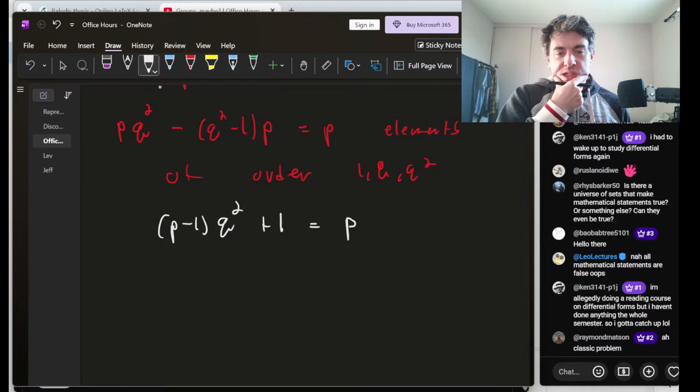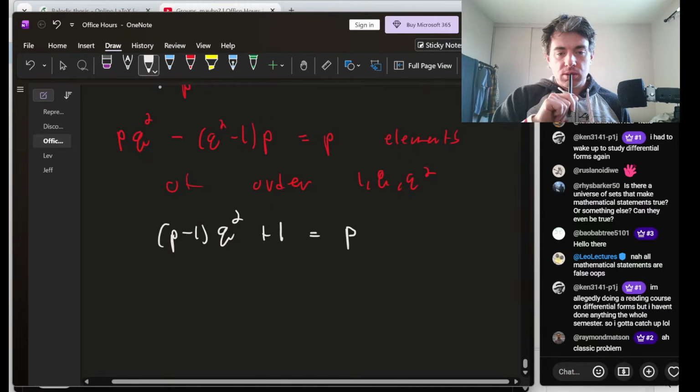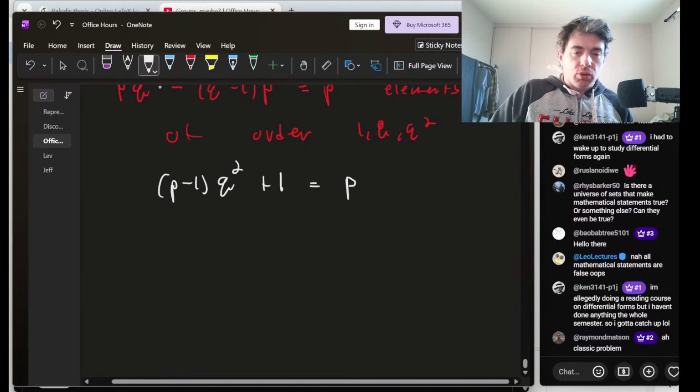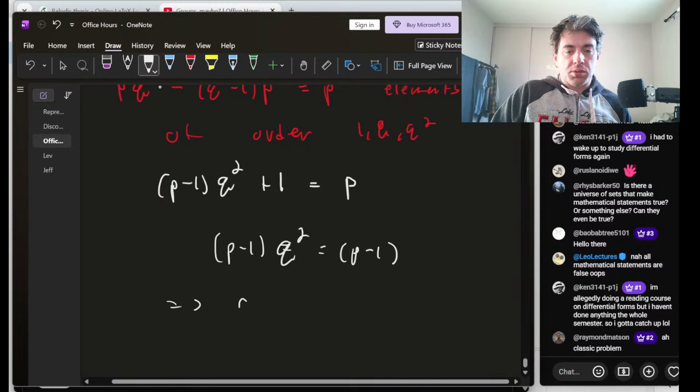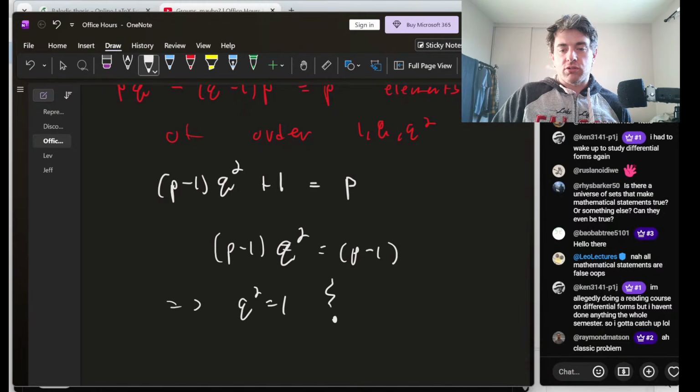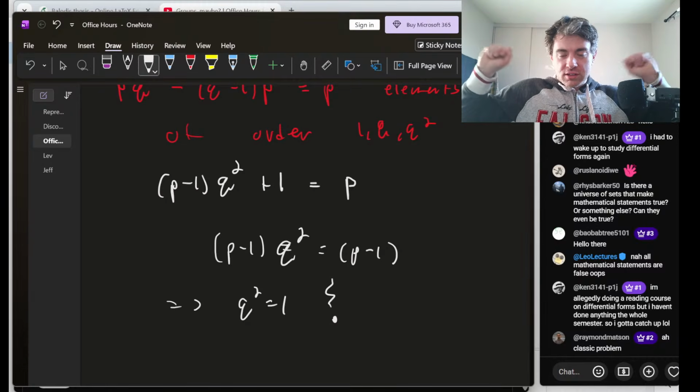What did I do? I did something slightly wrong here. Oh, because p is larger. No, that's fine. Oh, yes, of course. That's impossible because this would imply that q squared is equal to 1. Contradiction. There we go. Yay, I solved it.